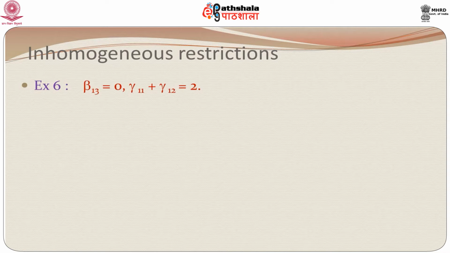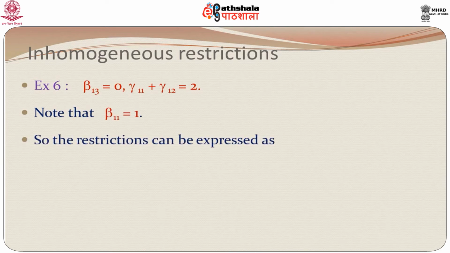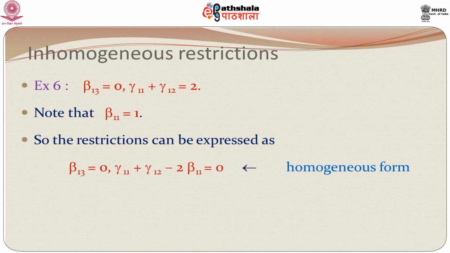But then how do I put the second condition gamma 1 1 plus gamma 1 2 equal to 2 into the alpha prime phi j form? To do that, note that beta 1 1 is equal to 1. So, we can express the restriction as gamma 1 1 plus gamma 1 2 minus twice beta 1 1 is equal to 0. So, beta 1 1 is equal to 1 really means that gamma 1 1 plus gamma 1 2 minus 2 is equal to 0. So, what we have done is that we have put the restriction again into the homogeneous form.